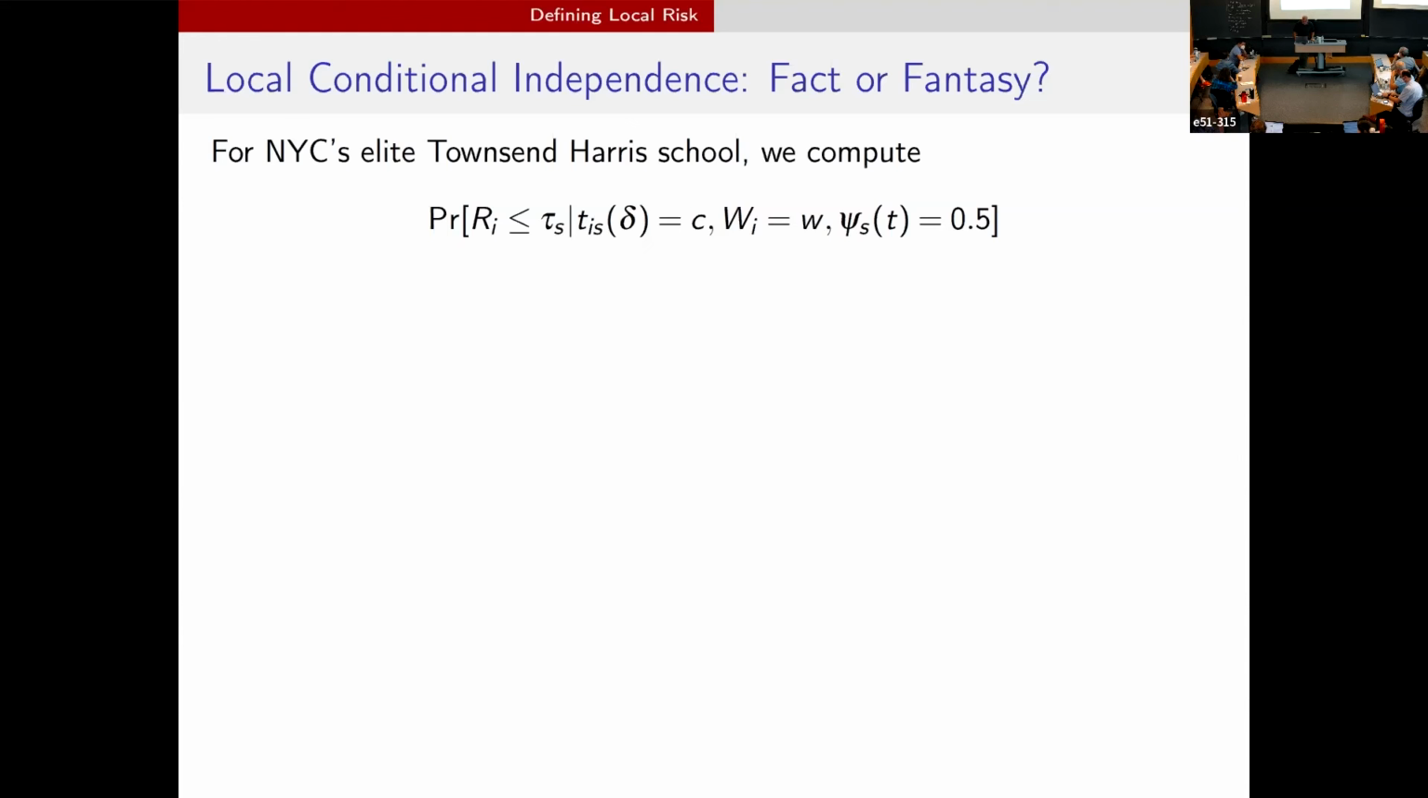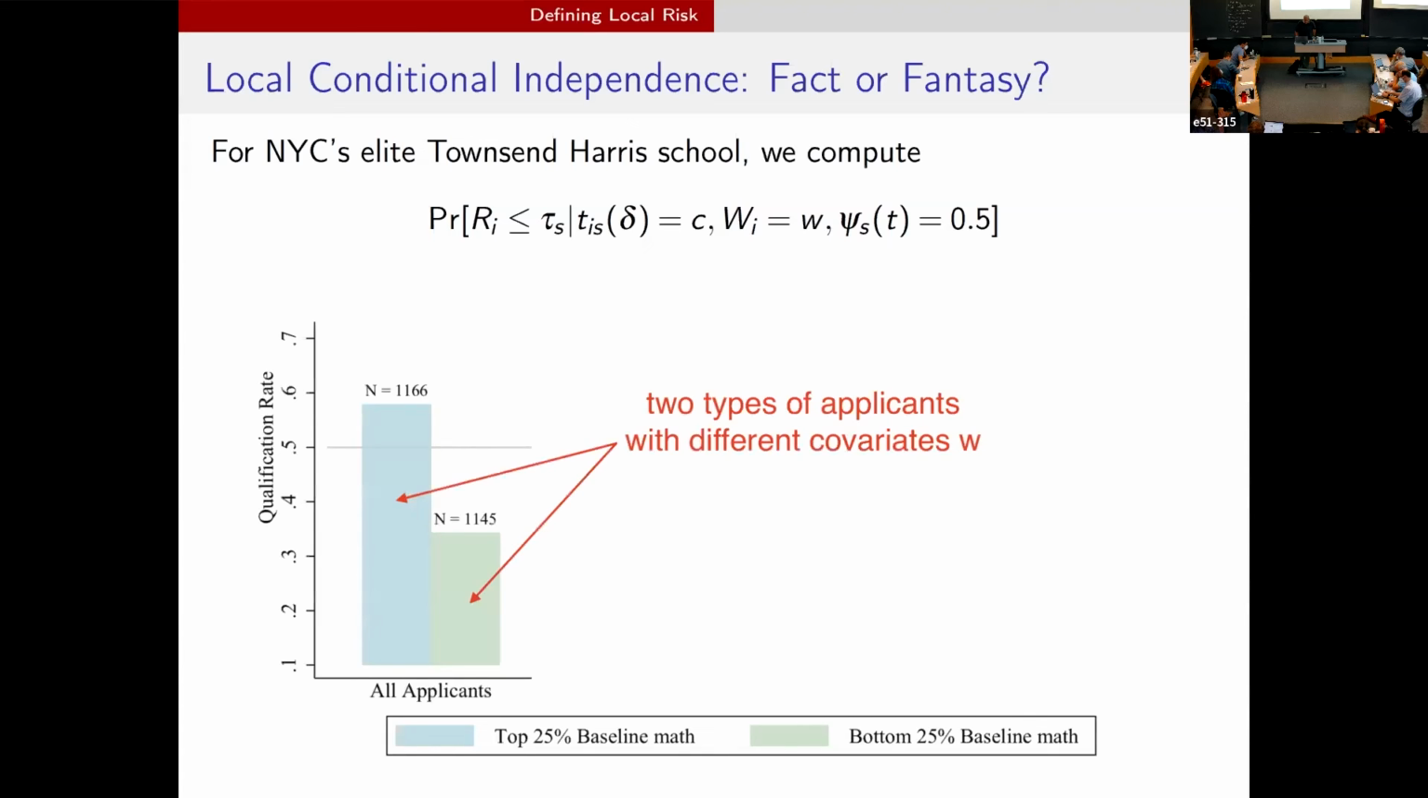And what I'm going to show you is some numbers where I'm showing you qualification rates. That is, the probability that your tiebreaker R_i is less than the cutoff, given that your tiebreaker classification is C. So you're within the window, and I'm going to be showing this as we shrink the bandwidth. Let me explain how to read this figure. I'm plotting on the y-axis the qualification rate: how many applicants of this type qualified for a seat at Townsend Harris? And I'm showing it for two different columns.